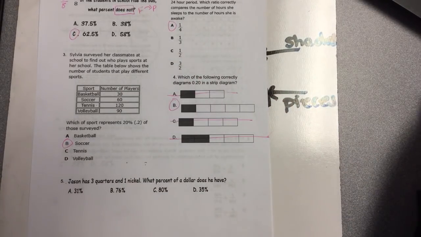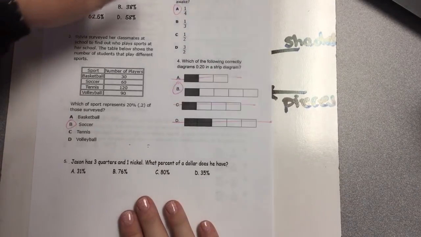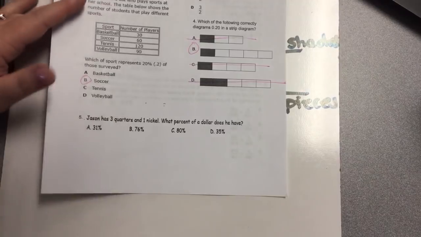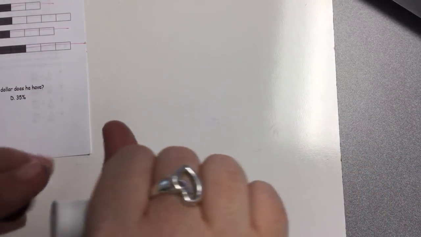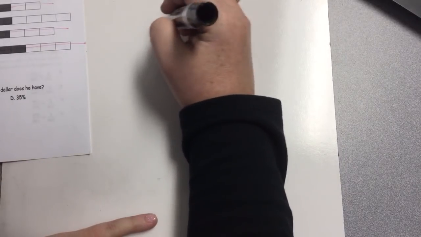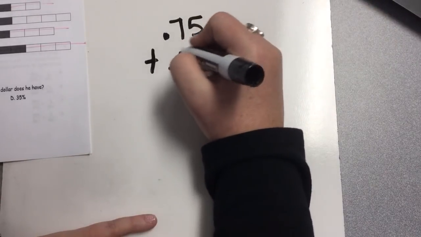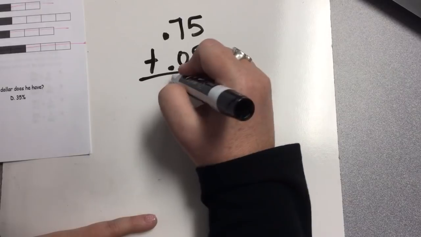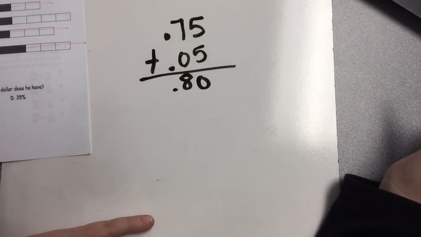Okay, number 5 says Jason has 3 quarters and 1 nickel. What percent of a dollar does he have? First thing we need to make sure we write down is 3 quarters and how much that equals. So if I have 3 quarters, how much money is that? That is 75 cents. So that is decimal 0.75. Then plus 1 nickel. A nickel is equal to 5 cents. So if I add that together, I will have 80 cents.